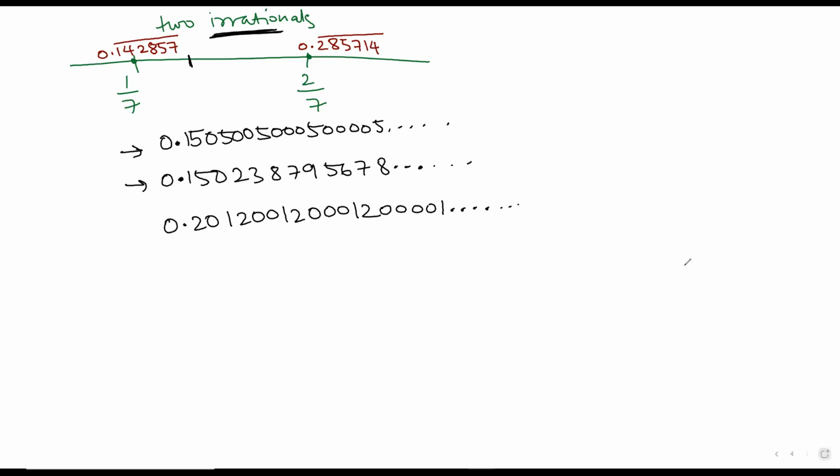Ma'am, if one is removed from this decimal expansion, can it become a rational number or not? Yes, of course. If you remove any one of these digits, let's say if you remove one over here, this is still an irrational number. If you remove all of these ones, it is still an irrational number. Okay, ma'am.